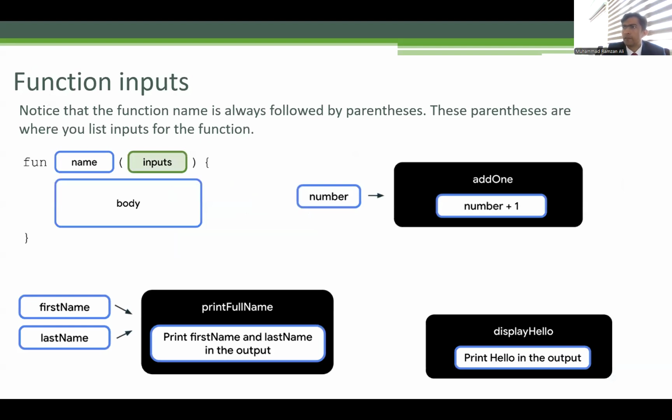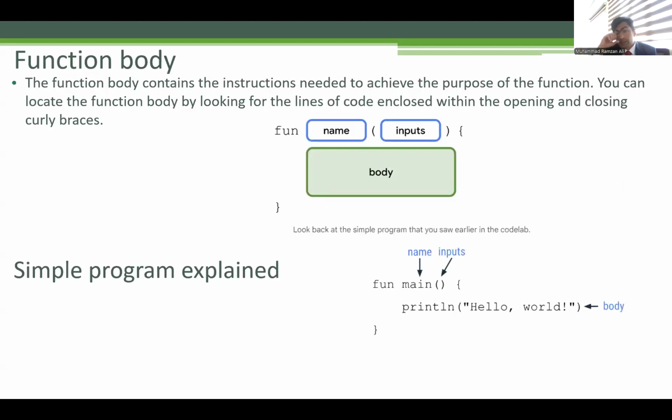Okay. So next, function input. Look at that in the diagrams. An input is a piece of data that a function needs to perform its purpose. When you define a function, you can require that certain inputs be passed in when the function is called. If there is no input required for a function, the parentheses are empty.